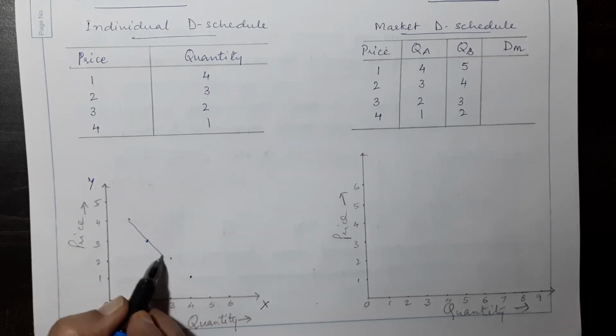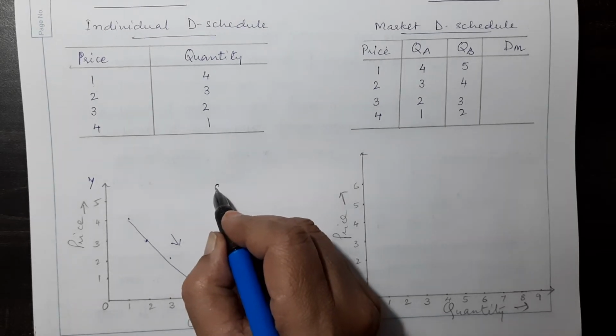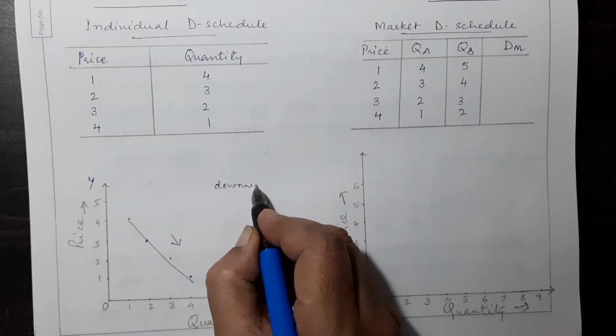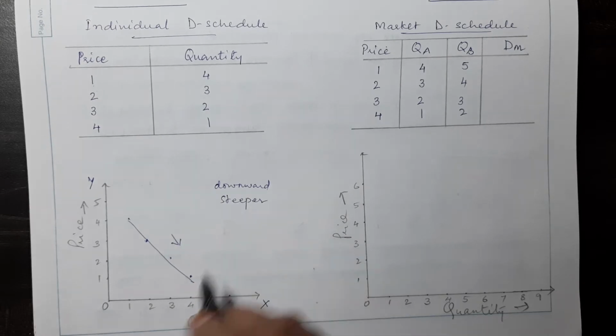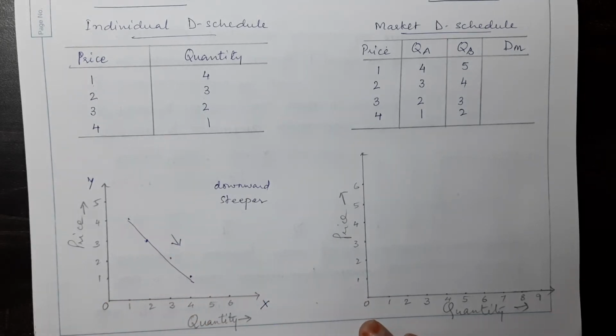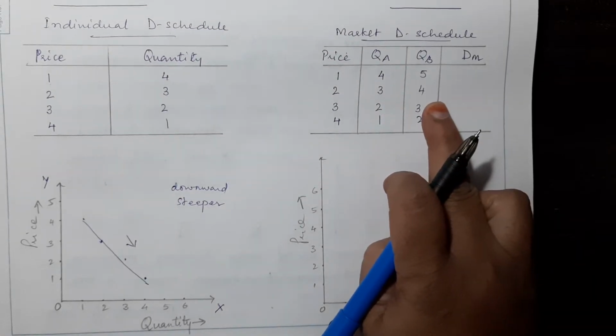If we try to join these points, we find that the demand curve is downward sloping, and it is steeper. So these are the 2 points that we notice when we draw this demand curve. Now, further extending our discussion to the market demand schedule.